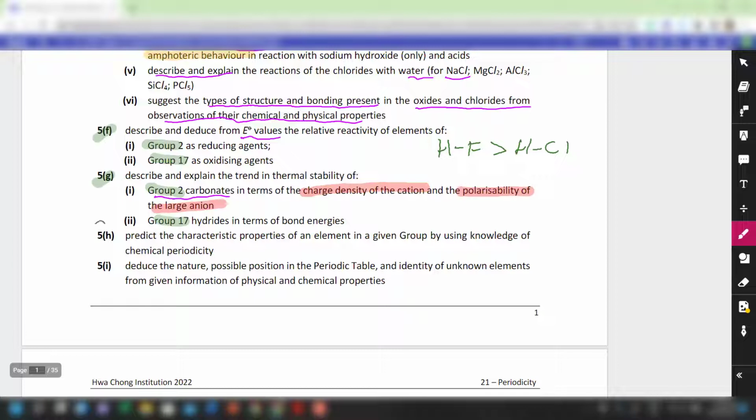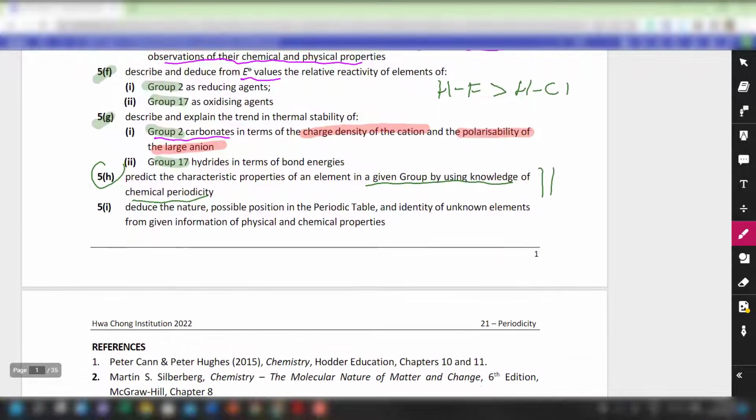Okay, and then objective 5H predicts the characteristic properties of an element in a given group by using knowledge of chemical periodicity. Yeah, so this is largely an application learning objective. Yeah, so after you have gone through periodicity, you need to be able to form some idea. Let's say we give you a new element, say gallium. Yeah, okay, so are you able to predict that it is amphoteric because it shares some sort of a diagonal relationship, or it's probably in the same group as aluminium? Yeah, something along those lines. You need to be able to explain.